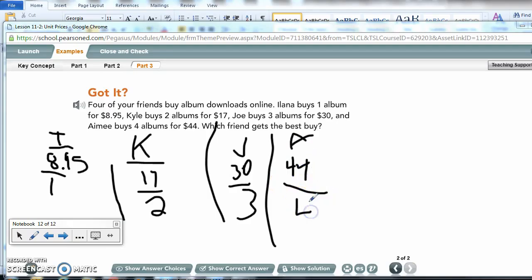So for these, you need to figure out how much they paid for one. Okay, this is already a given because she only bought 1. So we need to go through and figure out how much each cost. One cost for each person. And then you need to figure out who got the best buy and why.